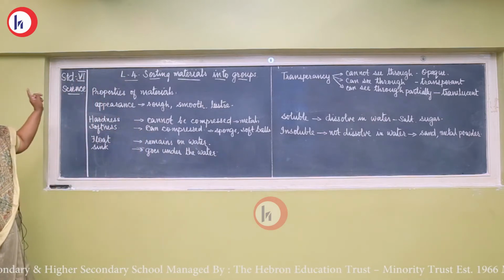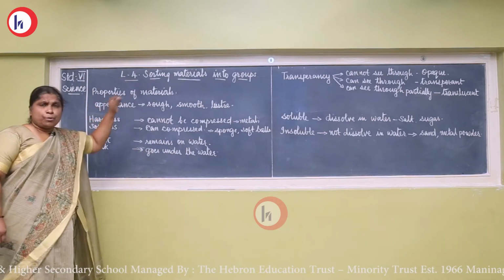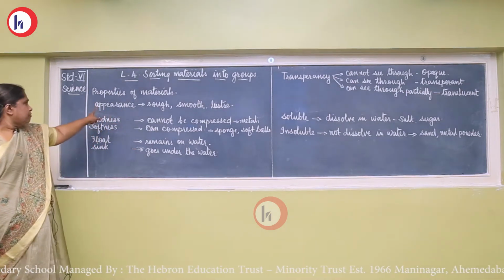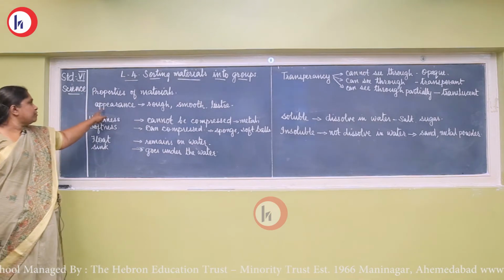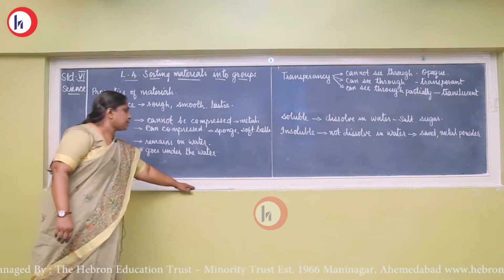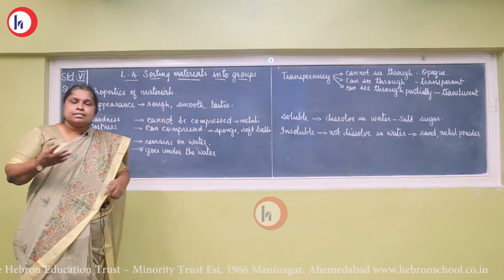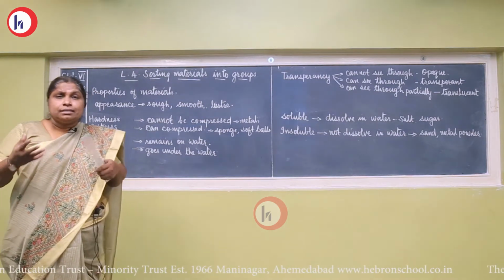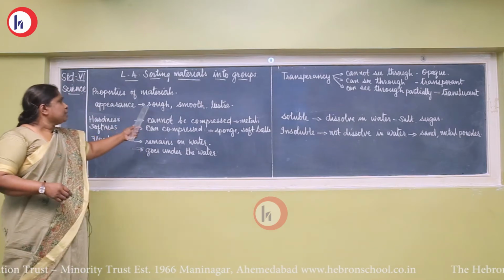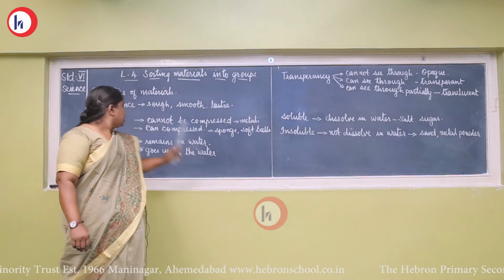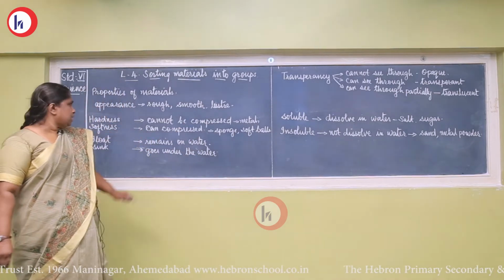These materials have some properties. The first one is appearance, that is, how the materials look. Rough, smooth and lustrous are part of appearance.